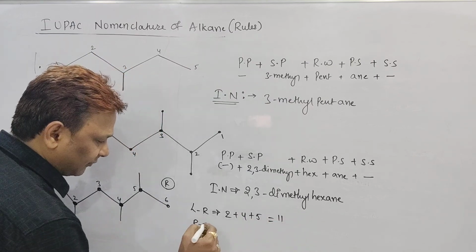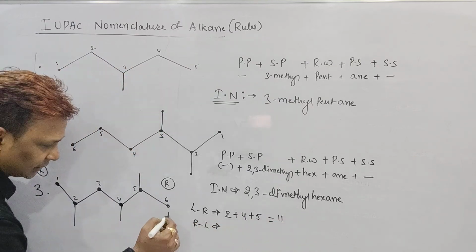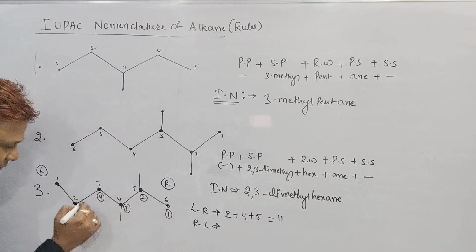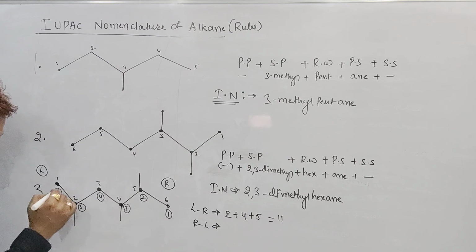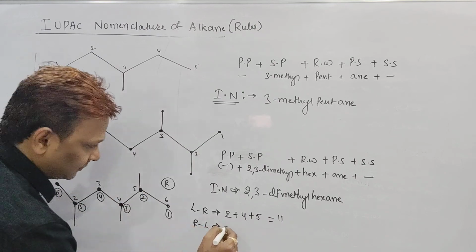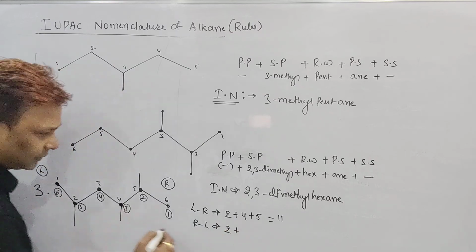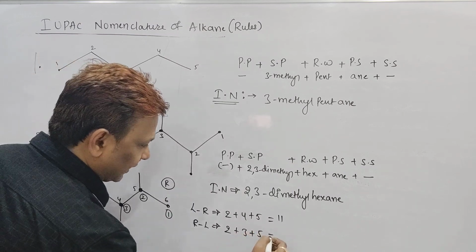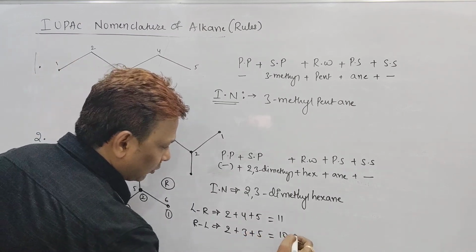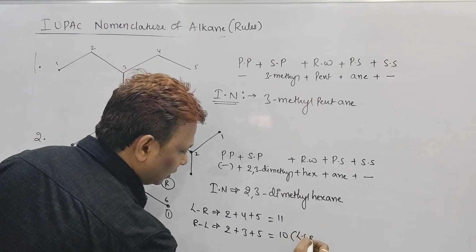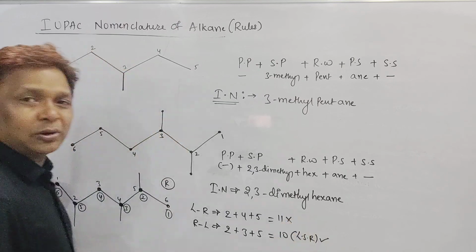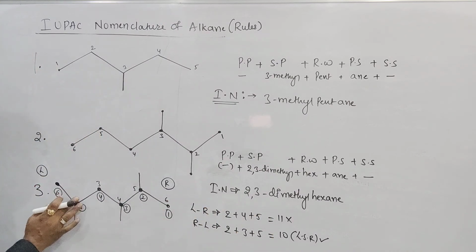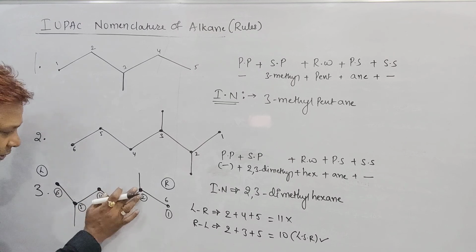Sir, I want to give numbering from right to left. This is a 1, this is a 2, then third, then fourth, then fifth, then sixth. Substituent on second carbon atom, substituent on third carbon atom, and substituent on fifth carbon atom. Beta, 5 plus 3, 8, 8 plus 2, 10. According to the lowest sum rule, this is correct and the other numbering is wrong. The numbering which is wrong, just take it out, because it is not getting the lowest sum.